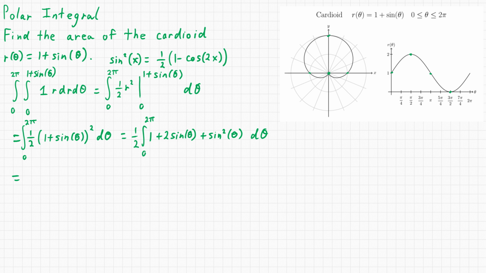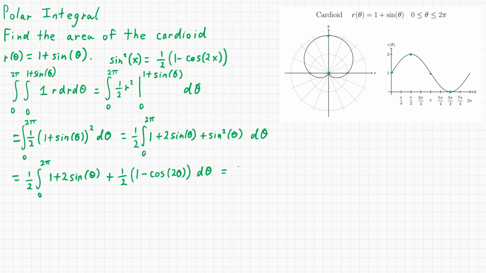All right, we have to get that sine squared to be a little nicer, which is where this trig identity will come in. So it's 1/2 still, integral 0 to 2 pi. We have 1 plus 2 sine theta, plus 1/2 times 1 minus cosine of 2 theta, d theta.